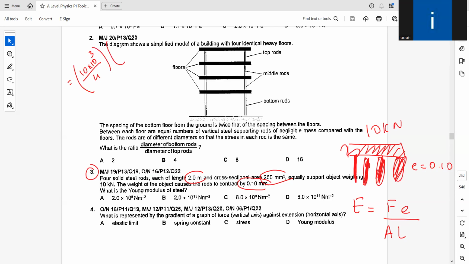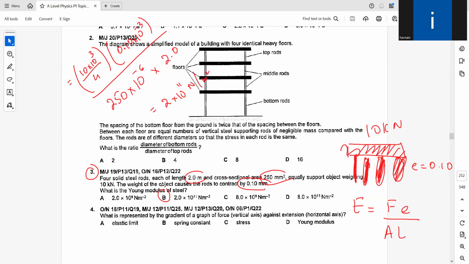Extension is 0.10. So 0.10 exponent minus 3 meters over area, which is basically 250. And since it is in millimeter square, you have to convert it into square meters. So that is going to be minus 3 and minus 3, which is minus 6, right? And then length. The length is 2.0 meters. So once you solve this, what are you going to get? So basically, you are going to get 2 exponent 11 Newton per meter square or pascals.